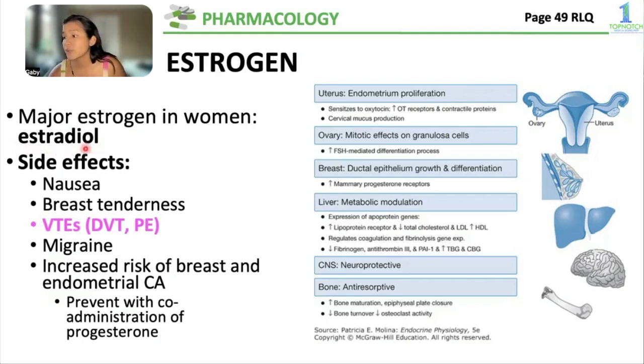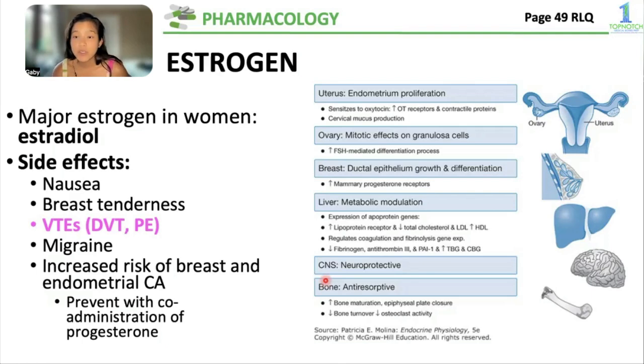So in the uterus, it promotes proliferation of your endometrium. It also sensitizes the uterus to oxytocin. It is important in your ovary for mitotic effects on granulosa cells. It is important for epithelial growth and differentiation in the breast, for metabolic modulation in the liver, neuroprotection in the central nervous system, and it is anti-resorptive in the bone, which is why postmenopausal women are prone to osteoporosis and fragility fractures because they no longer have the protective effects of estrogen on the bone.